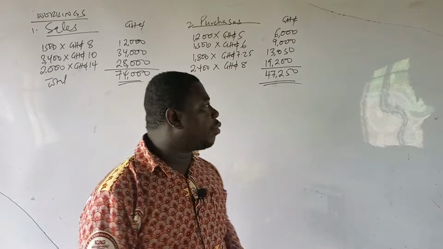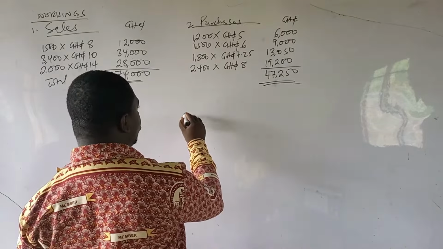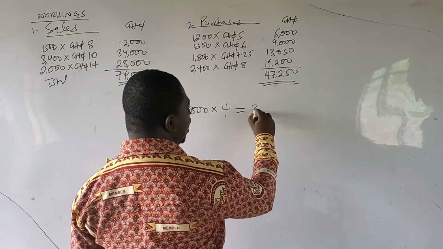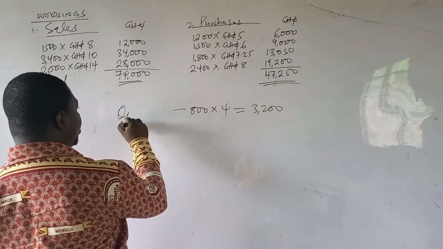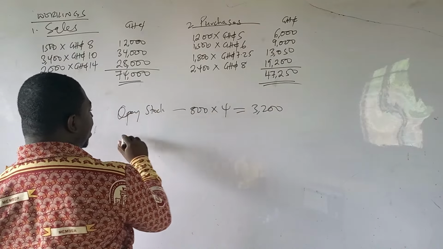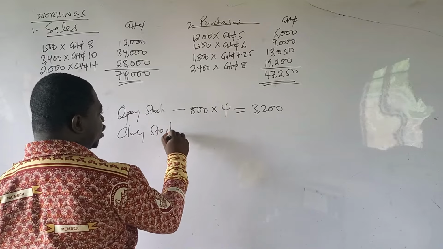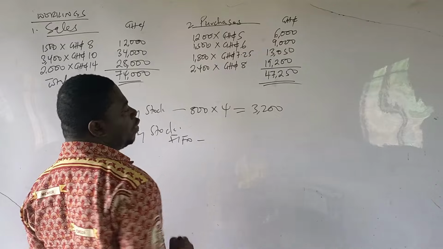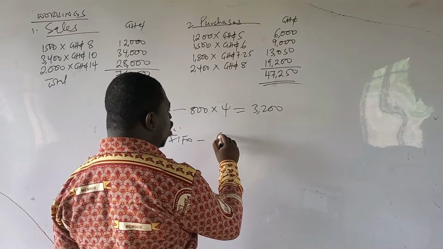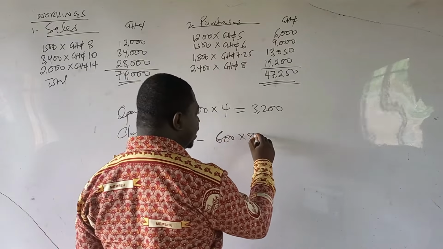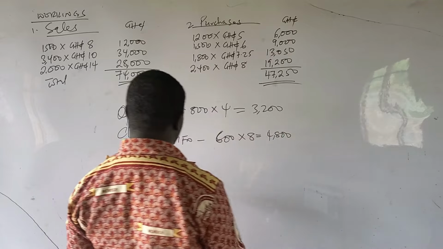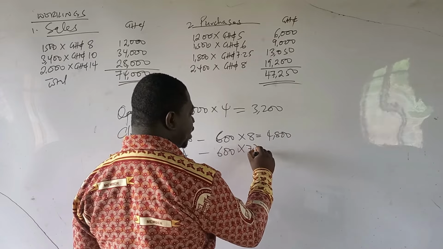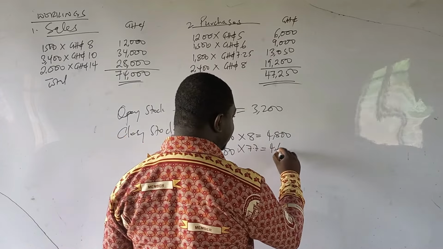As for the opening stock, remember that the opening stock was 800 units. It was given at the beginning of the question at 4. That is 3,200. This is your opening stock or inventory. And then the closing stock is what we have an issue with. For the FIFO method, FIFO reported a closing stock of 600 at 8 cedis, which is 4,800. And then the weighted average reported the same 600 at 7.77, which gave us 4,662.